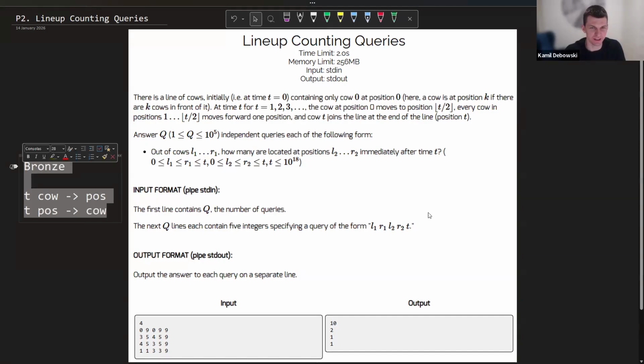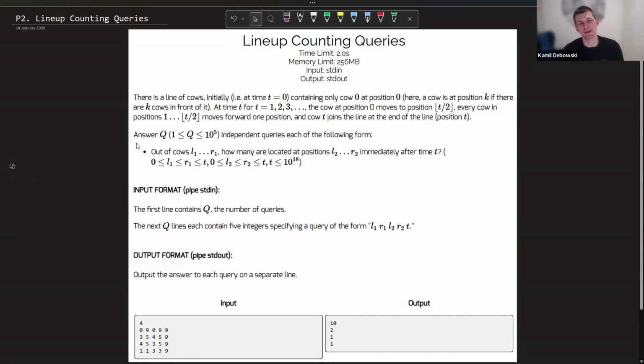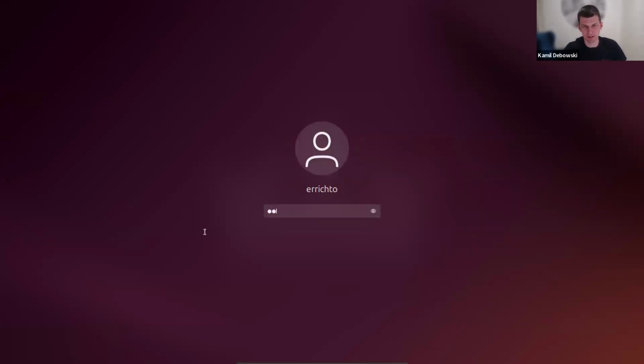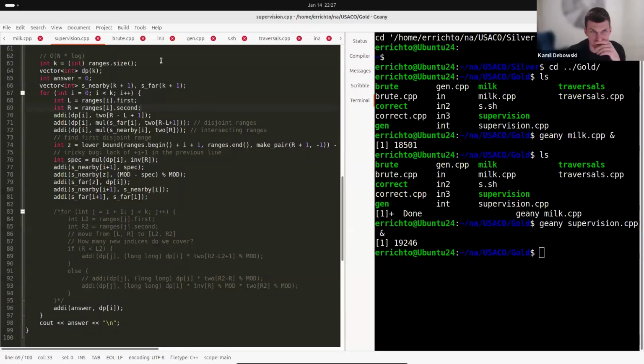But yeah, that's not what we're doing here. We have some process, and we need to, at some time, which is up to 10 to 18, count the given range of cow IDs, how many of them are in this range of positions. You can, if you want, later watch the analysis of bronze problems to see some extra stuff about this. Here, just in short, I will say this. We can implement a simulation.